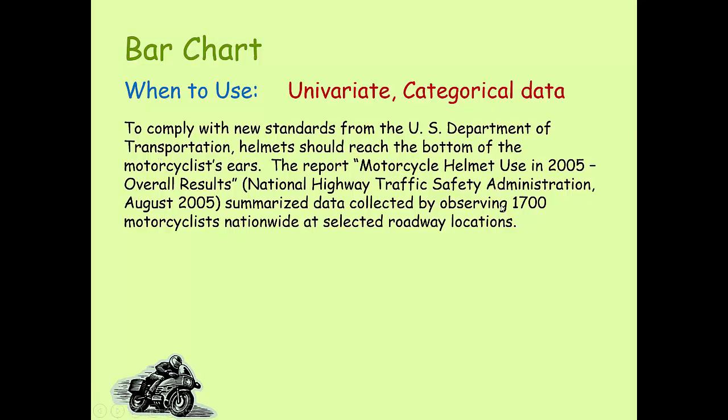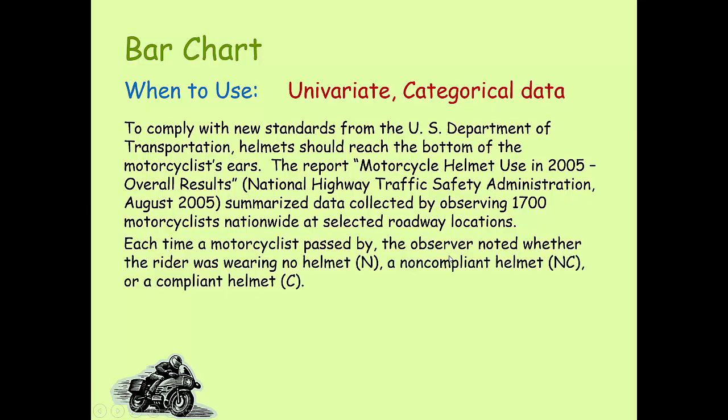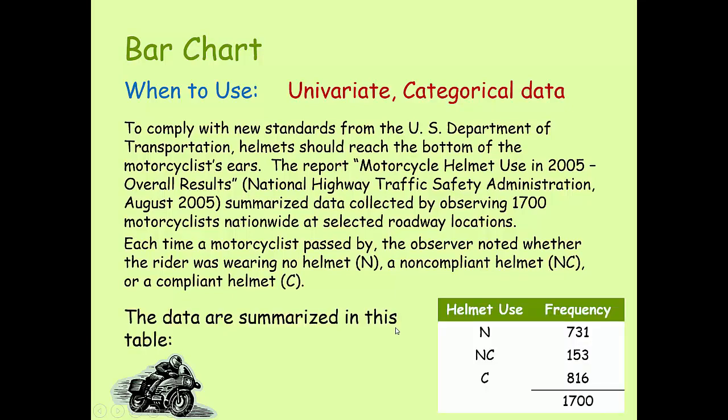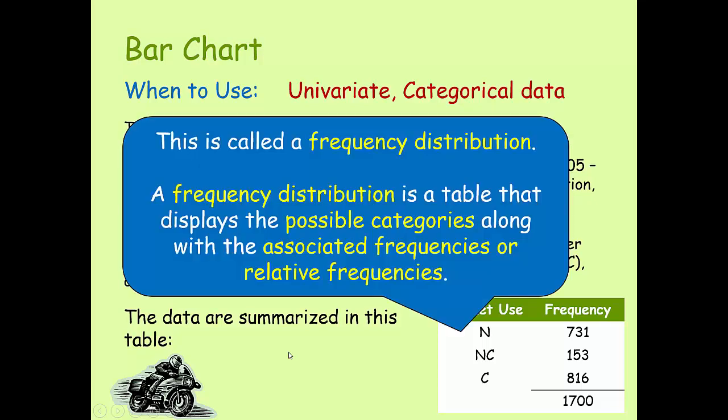So data was collected by observing 1,700 motorcyclists nationwide at selected roadway locations. Each time a motorcyclist passed, the observer noted whether the rider was wearing no helmet, a non-compliant helmet, meaning it didn't go past their ears, or a compliant helmet. And they collected their data, and here's their data.